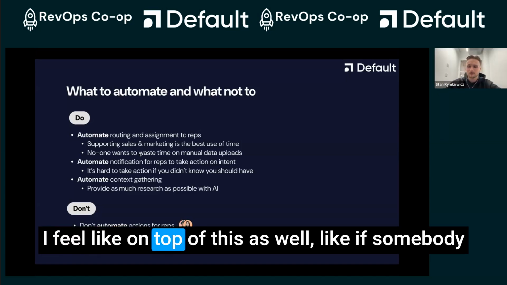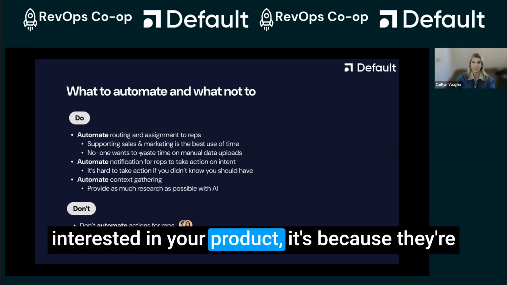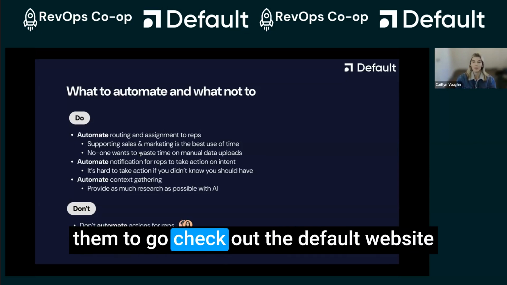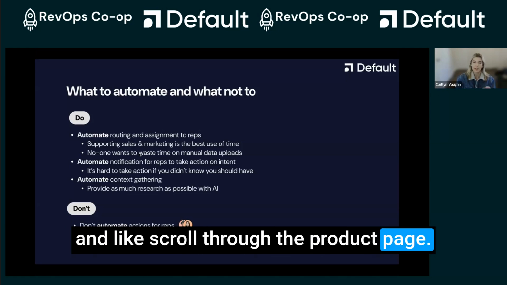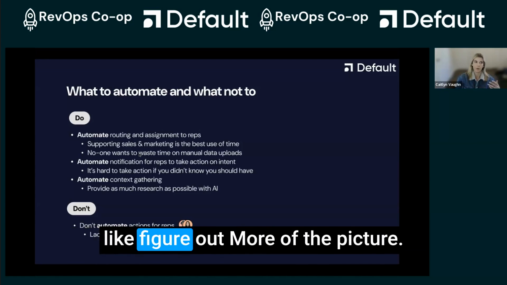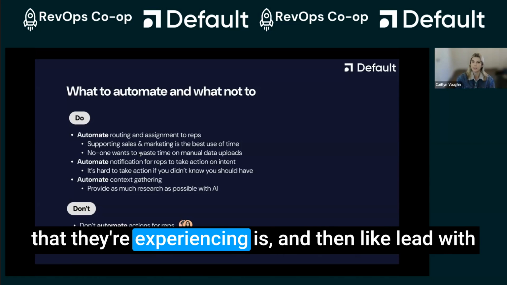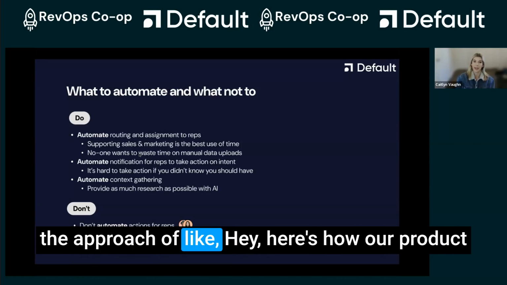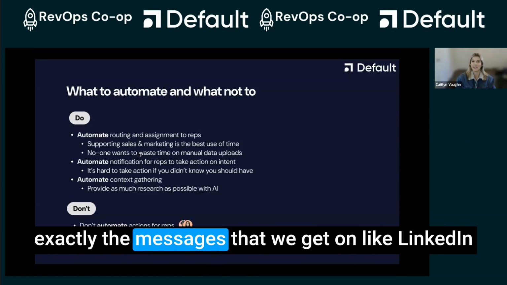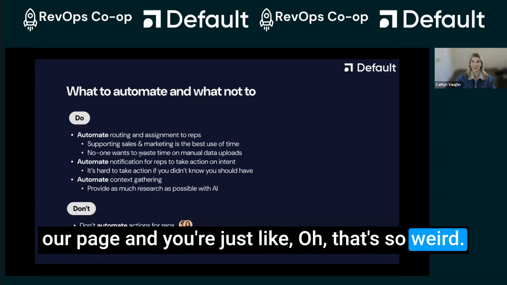Correct. I feel like on top of this as well, if somebody is giving you some kind of signal that they're interested in your product, it's because they're experiencing some kind of pain point, right? Something is driving them to go check out the Default website and scroll through the product page. When you're able to flip over more of those intent signals and figure out more of the picture, it's easier to deduce what the actual problem they're experiencing is, and then lead with the approach of, "Here's how our product is going to help your pain point," versus exactly the messages that we get on LinkedIn every once in a while: "Hey, I see that you saw our page," and you're just like, oh, that's so weird.